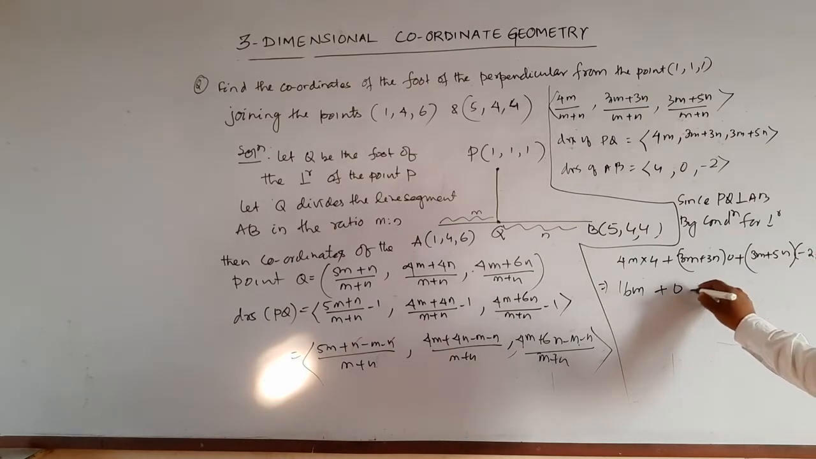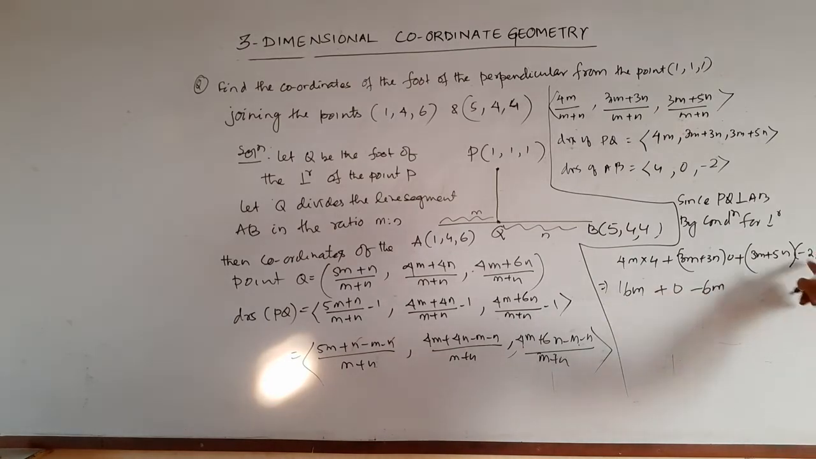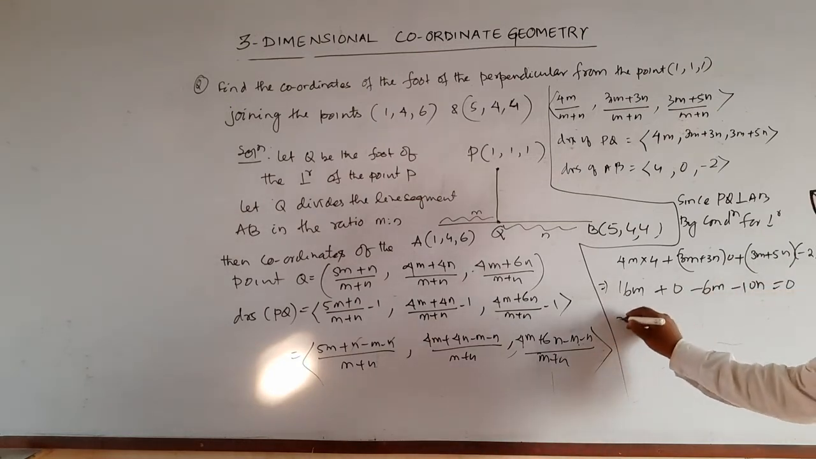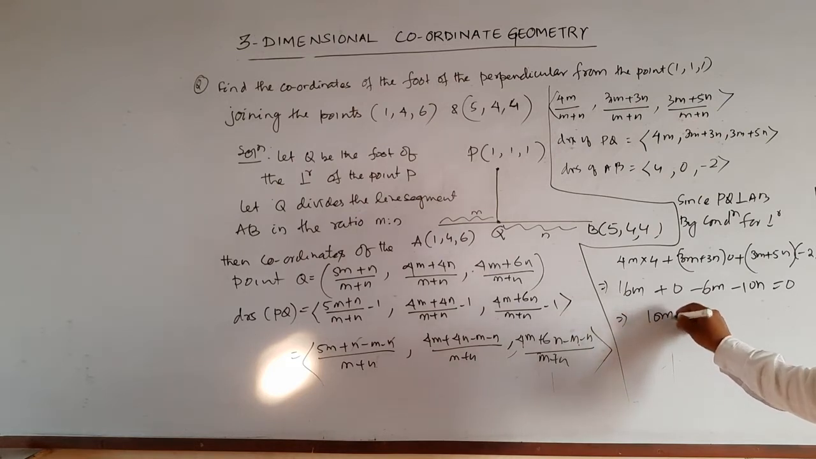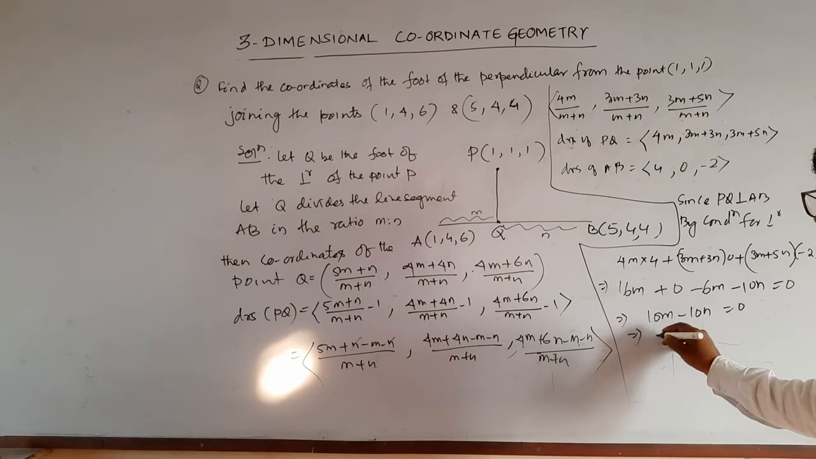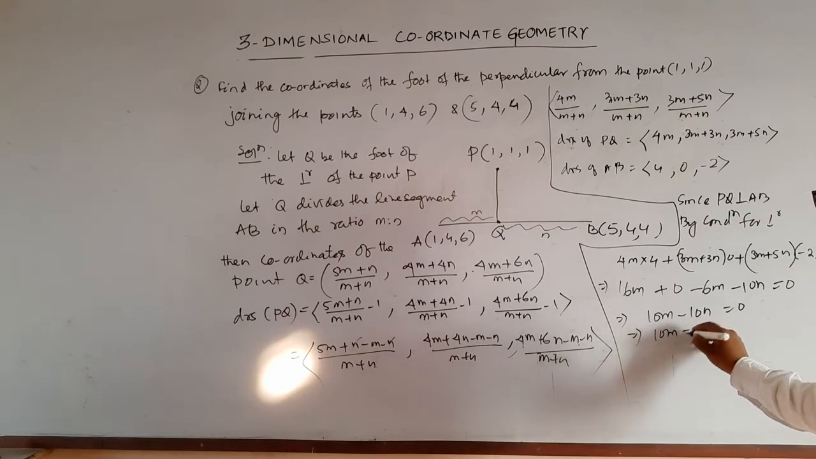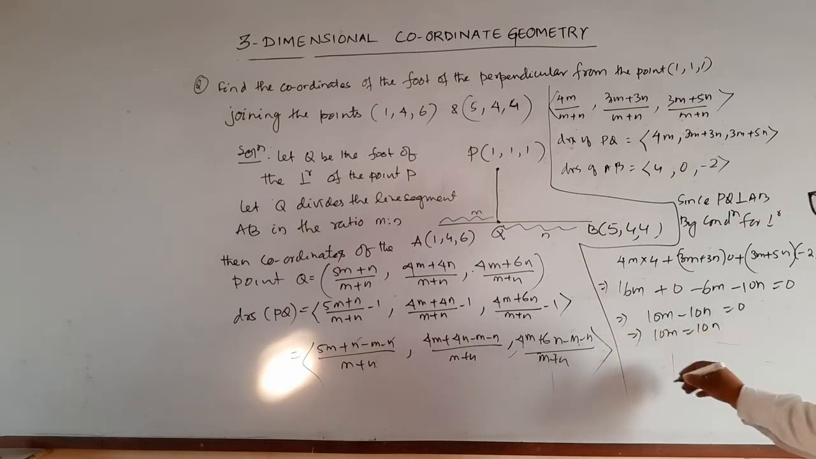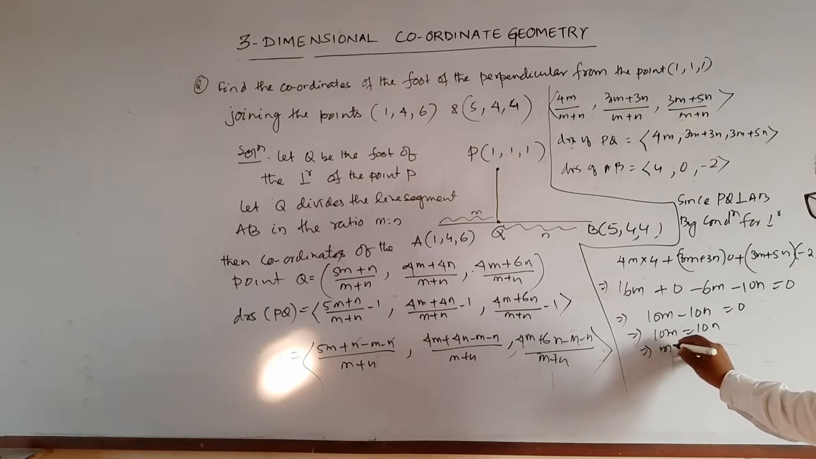That is 16m minus 6m minus 10n is equal to 0. So that is 10m minus 10n is equal to 0, that is 10m is equal to 10n. So m is equal to n.